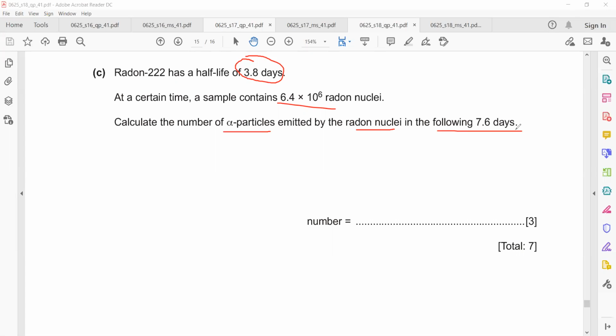So basically, what we have to do is find how many radon nuclei decay, because we calculate the number of alpha particles emitted by radon nuclei in the following 7.6 days. So how do we work it out? 6.4 × 10^6 radon nuclei are there. So after a half-life, it will be half of its original value.